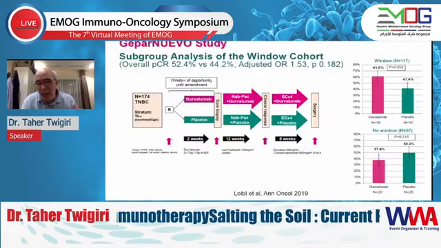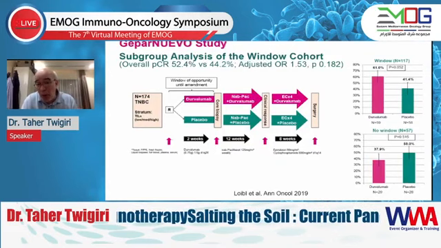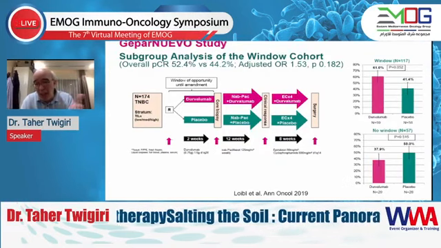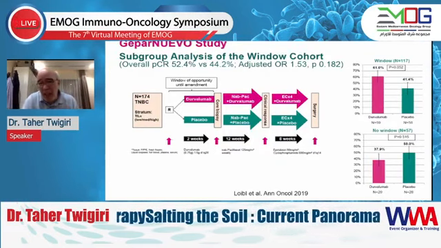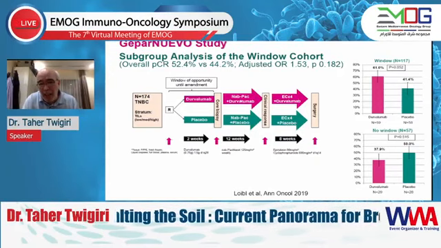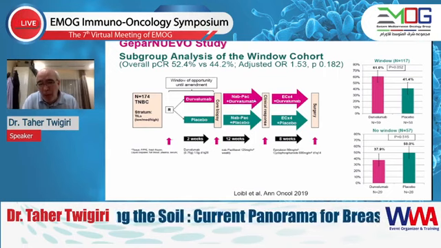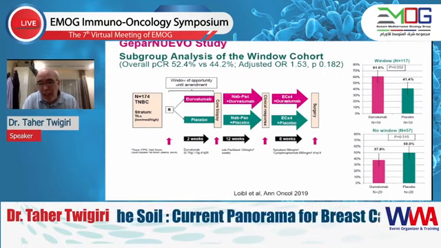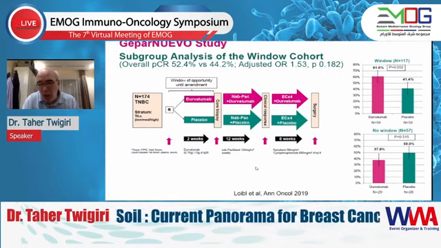This is another study where they give durvalumab or placebo for 2 weeks. There is a window and non-window. Again, it is not that important. Nab-paclitaxel given at 125 milligrams, and then EC 9600, and so on.